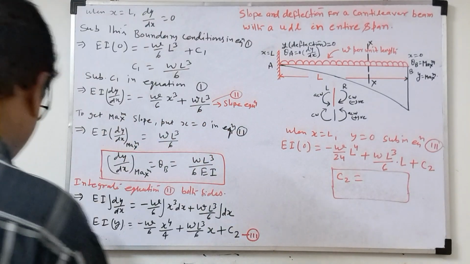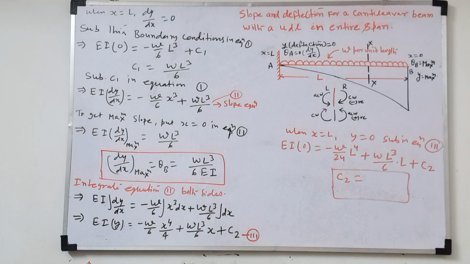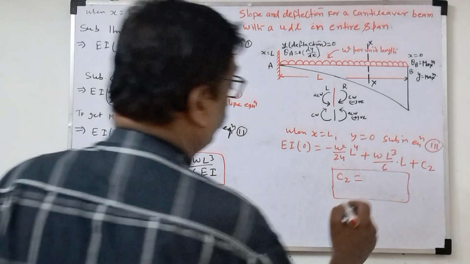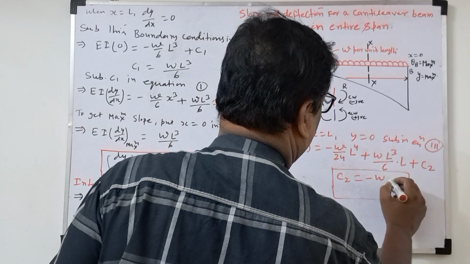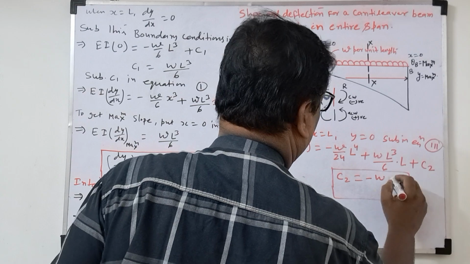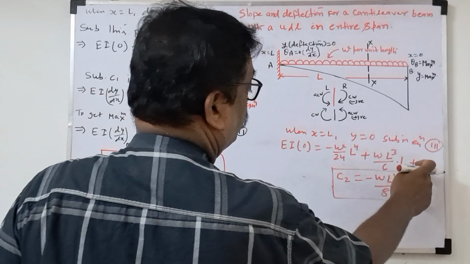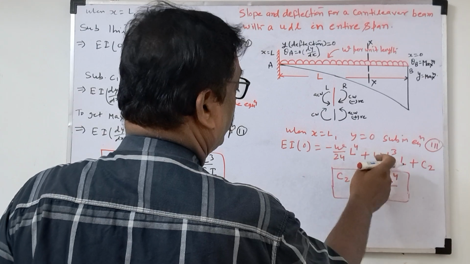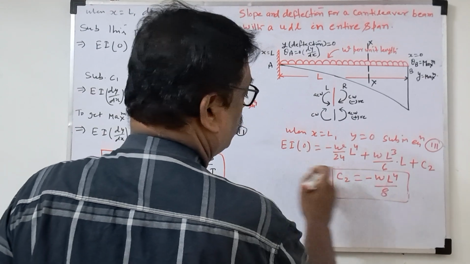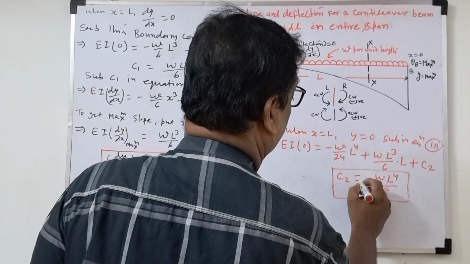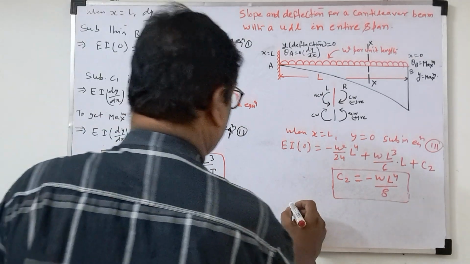So if you solve here, C2 will come. How much C2 will come here? So x equal to L, y equal to 0. So C2 is coming minus W L power 4 by 8. If you subtract, you will solve C2 now, and you will get this one.